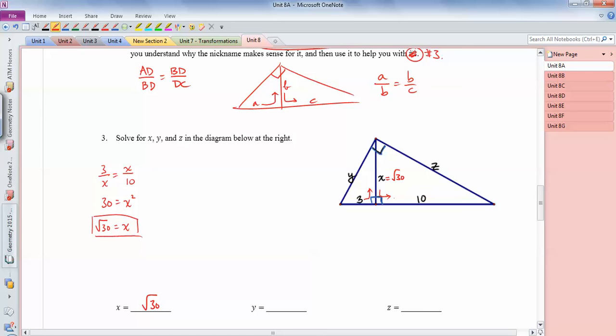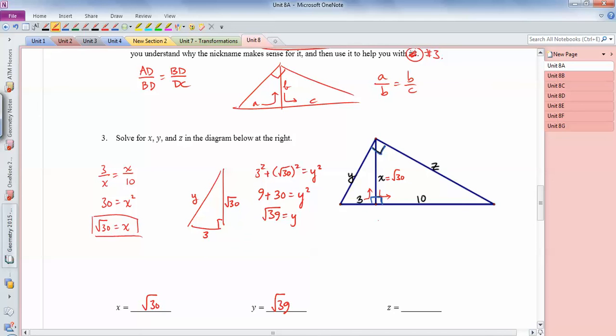Okay, now we have to solve for y. So notice if I draw the triangle over here on the side by itself, this is 3. We now know that this is root 30, and here's y. So I can do Pythag on just that little right triangle. So 3 squared plus root 30 squared equals y squared. 3 squared is 9, root 30 squared is 30, equals y squared. So this is going to be 39 equals y squared, or root 39 equals y.